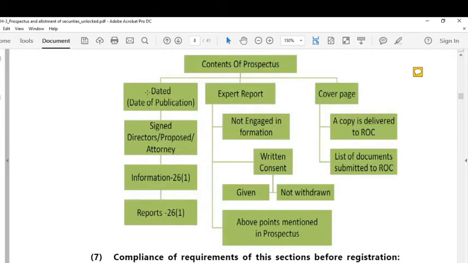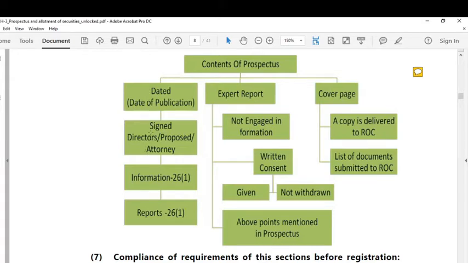Whenever a prospectus is issued, it should be dated, which means that the date of the prospectus is considered the date of publication of the prospectus. So the publication date and the date of the prospectus are considered one and the same.